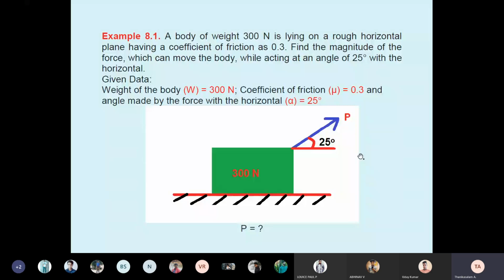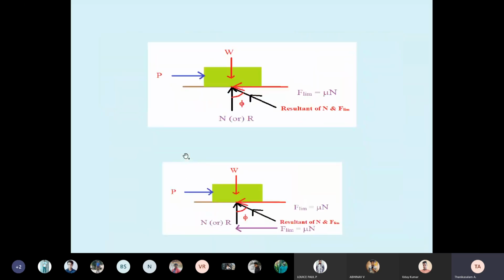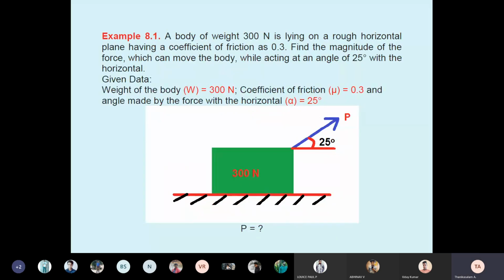See, to move the body, the force is horizontal. I have shown the diagram, no? See here, the P is acting horizontal. But here the angle is given, that's why the force is inclined now. P is inclined with the horizontal. The statement given: which can move the body while acting at an angle of 25 degrees with the horizontal. So the unknown force I take as P.